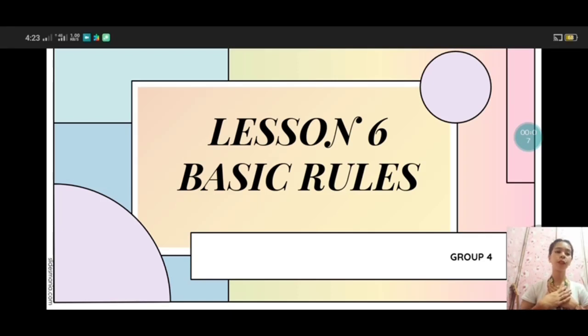I'm Joipol Sabanto, an AB English Language 2A student and one of the members of Group 4. We're going to discuss Lesson 6, which is the basic rules of volleyball. Since the history and development, the values and benefits, and the equipment and facilities of volleyball have already been discussed by the previous group, let's move forward to the basic rules of volleyball.